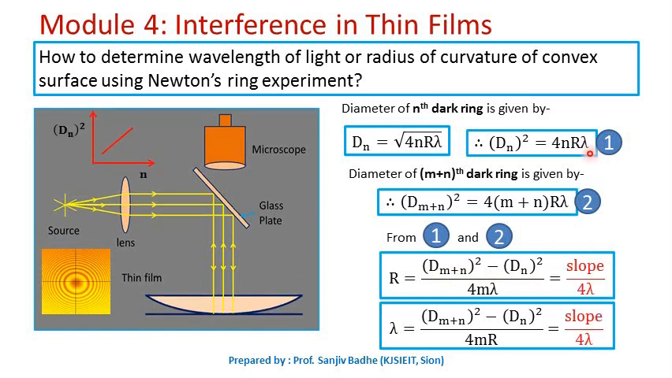We can find out the wavelength of light or radius of curvature by using this single relation dn square equal to 4 nr lambda also. So by just knowing the diameter of nth dark ring, we can calculate the wavelength of light or radius of curvature required. So why are we finding out dm plus n square, diameter of some other ring, to find out the wavelength of light or radius of curvature? So this is done to reduce the error in the measurement and to get accurate values for lambda and r.